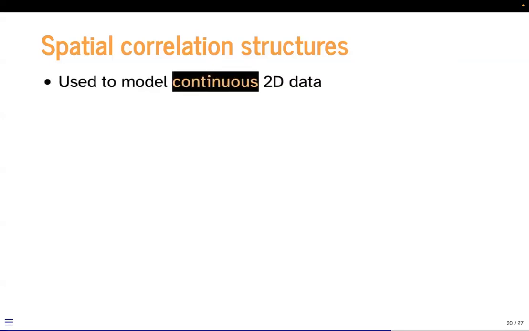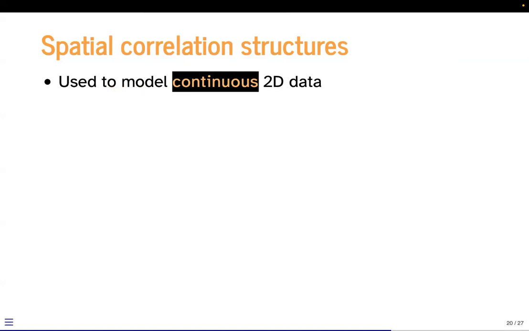Now, let's talk a little bit about spatial correlation structures. So this would be getting more into the spatial side of repeated measures, getting away from the temporal side. So this is going to be used to model continuous two-dimensional data. And I'm highlighting continuous here just so you're aware that all of these are going to work with continuous data that are not equally spaced, right? That is a condition we have a lot.